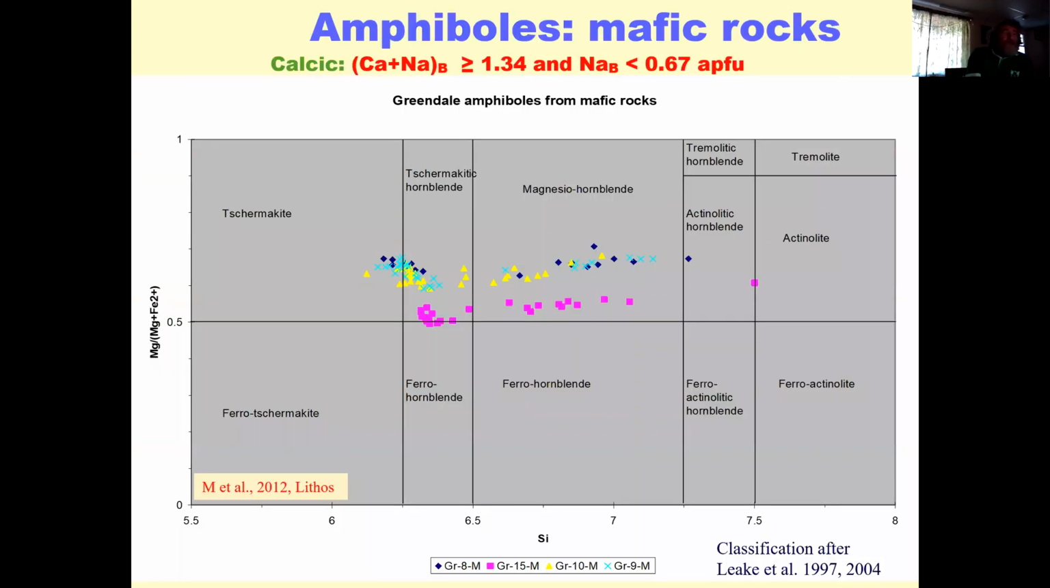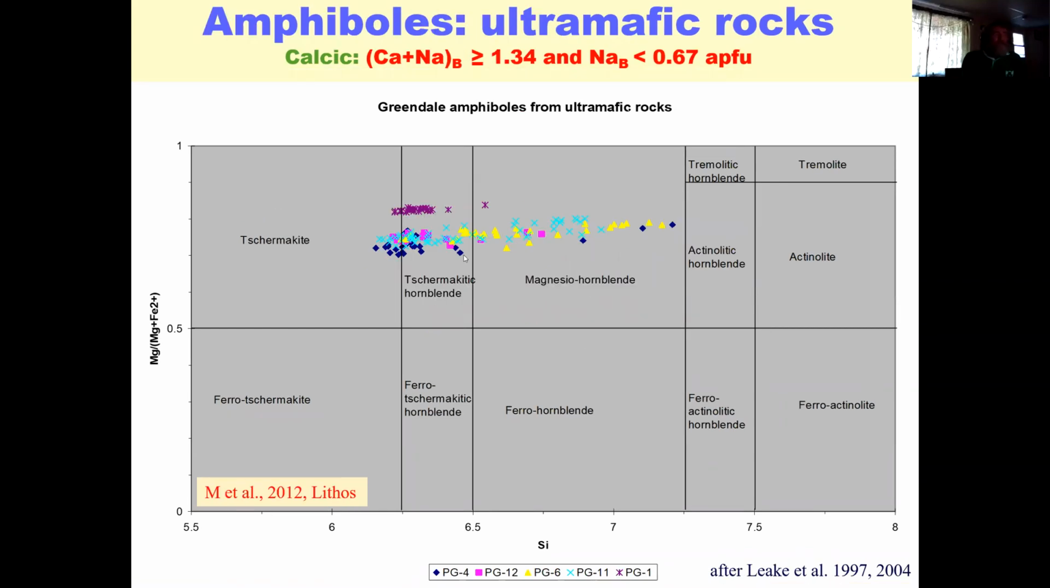In the mafic rocks, and as I'm going to show you in the ultramafic rocks, they're compositionally almost identical. They are essentially tschermakitic to magnesio-hornblende compositions. In other words, typical igneous hornblende compositions. An amphibole we might expect in these low pressure situations, if it was metamorphic, would be an actinolitic composition. And you can see the same thing in the ultramafics, tschermakitic to magnesio-hornblende compositions.